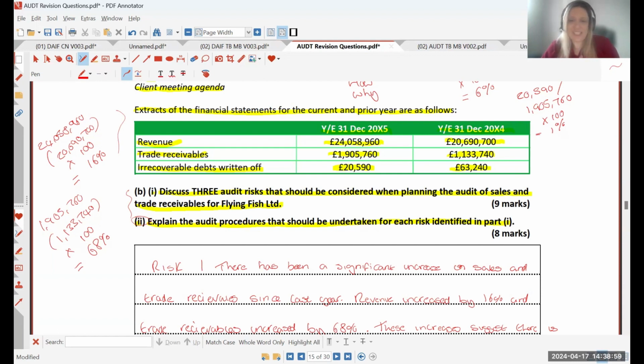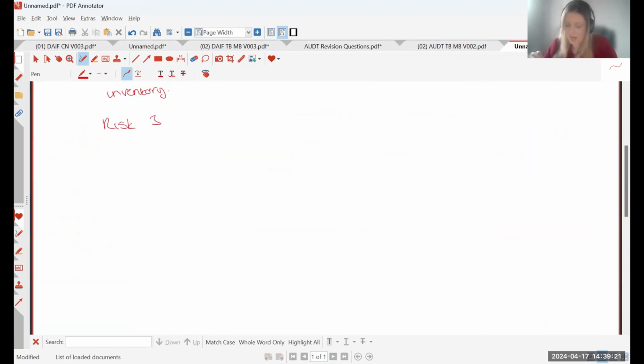Well, the risk here is that in trade receivables, the client has got some bad debts that they haven't written off. Why would they do that? Well, to increase their sales and their trade receivables figures and to make themselves look better than they actually are financially. So, risk 3.